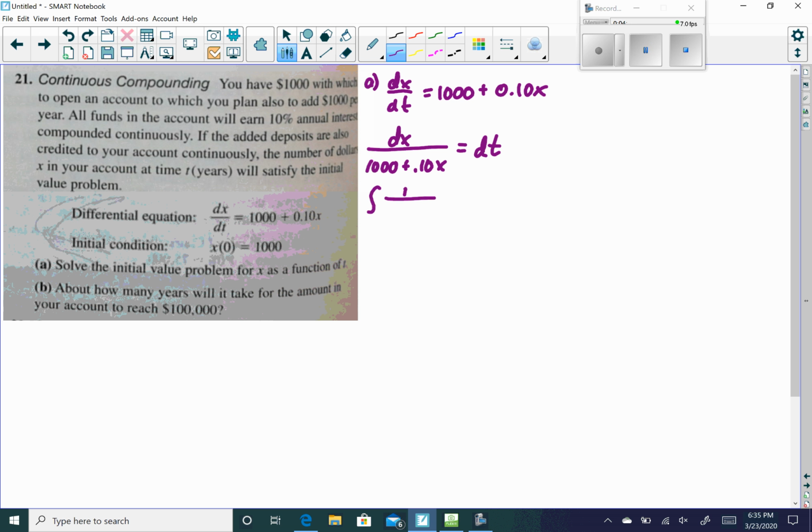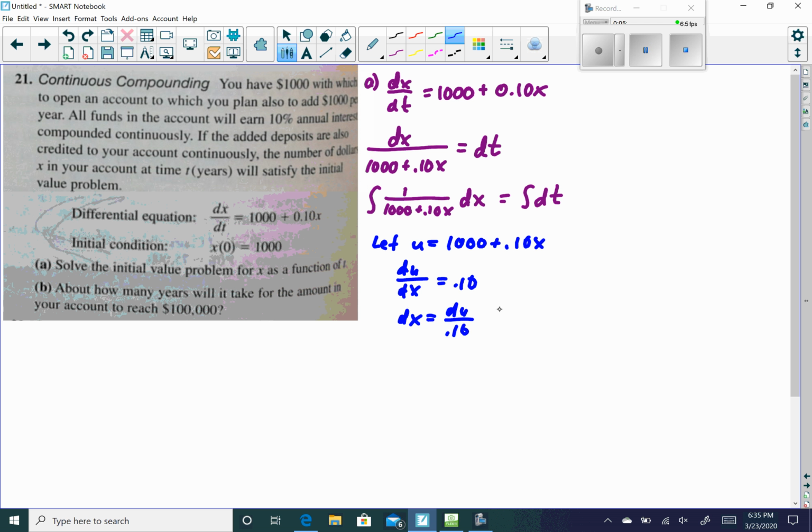I'm just going to write this as the integral of 1 over 1,000 plus 0.10x dx. Remember, anytime you take the integral, make sure you put that dx there, and then the integral of dt, because we want to solve the initial value problem for x as a function of t. So I'm going to let u equal 1,000 plus 0.10x. Then du over dx is just going to equal 0.10, and dx is going to equal du over 0.10.